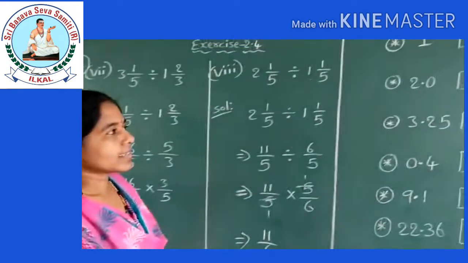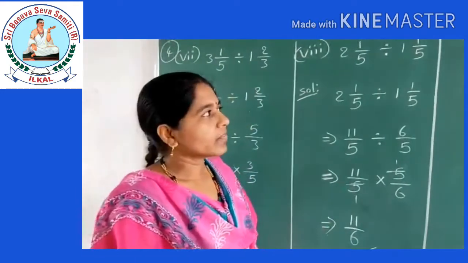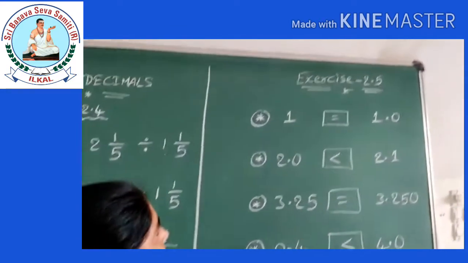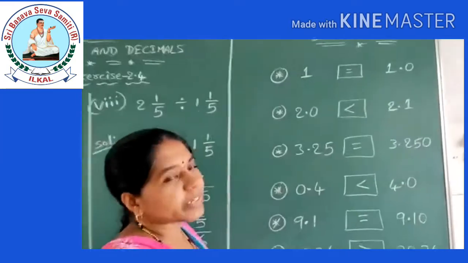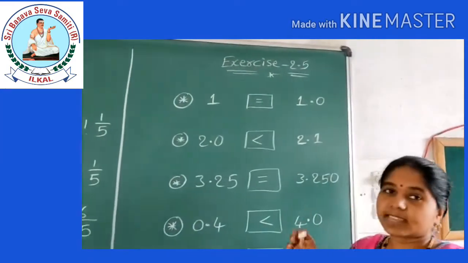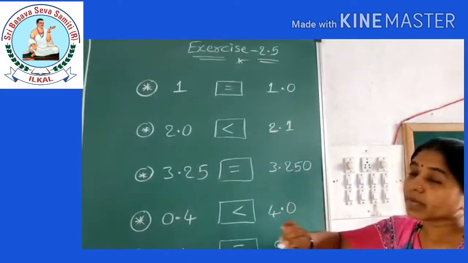Okay, this exercise is completed. Before starting the next exercise, there is some important information you should learn, and then we will move towards the exercise. Here first we have to compare, children. If you start to compare, then you will understand which is equal, which is less than and which is greater than. Okay, which number will be equal?